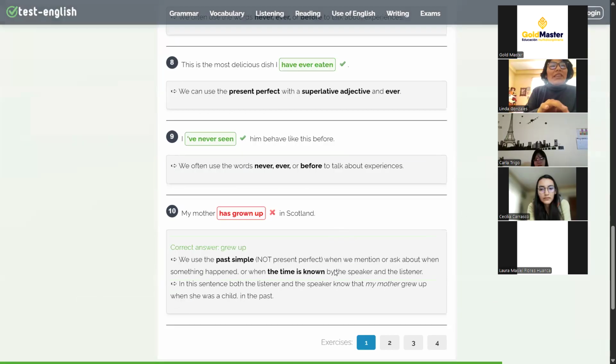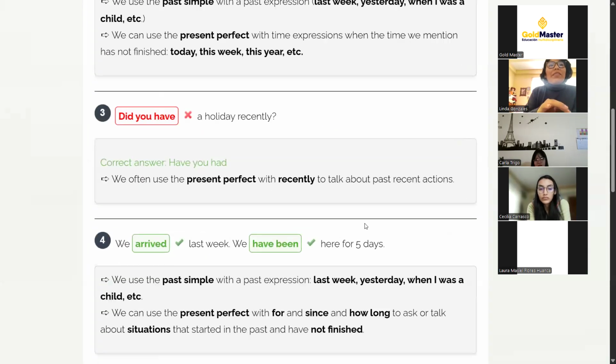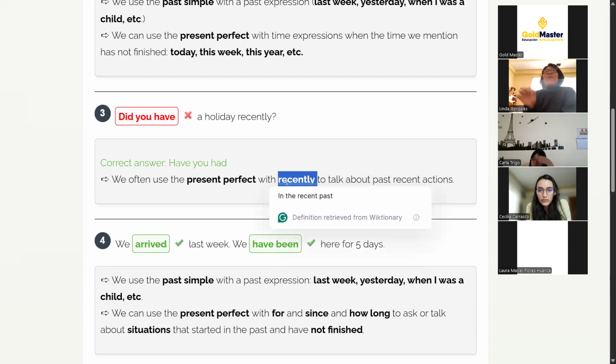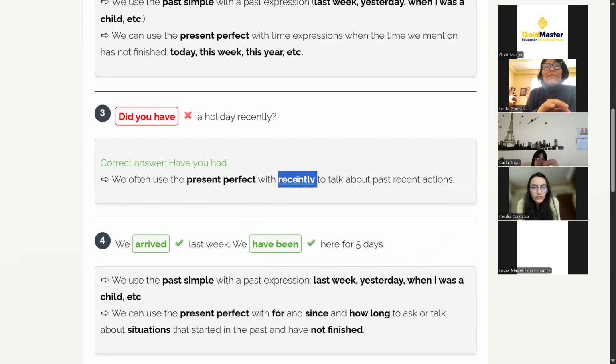Yes. What happened with number 3? I think and 10. Let's see it. Number 3, it says, did you have a holiday recently? In this case, the correct answer was have you had, which we use for present perfect with recently. Do you remember we have different words which indicate some time? And recently mentions that it happens in the moment. For example, during the day, I can mention recently like in the morning, in the afternoon, even though it is considered as unspecific, but it also gives us the meaning that the time is nearest to the action that has happened in the past.